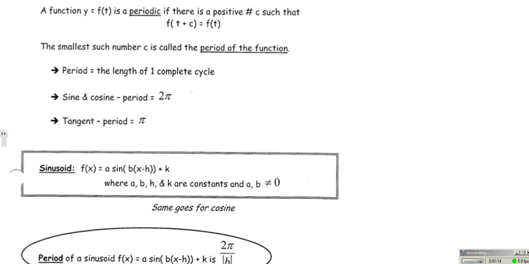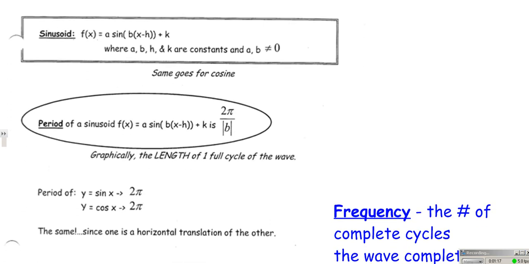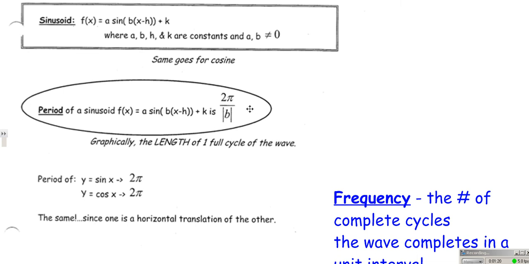First off, let's look at our vertex form for a sine function. f of x equals a times sine of b times x minus h, plus k, where a, b, h, and k are constants, and neither a nor b is 0. It's the same form as the transformations we did for all of our other functions, from linear to quadratic to exponential. It looks a little different since we've got this sine function in there, and we can plug in a cosine as well, and it works the same way.